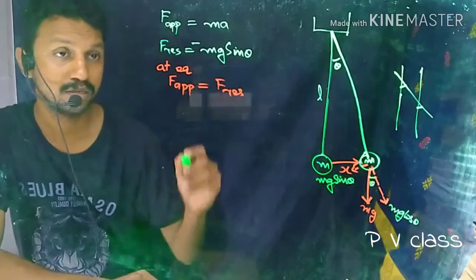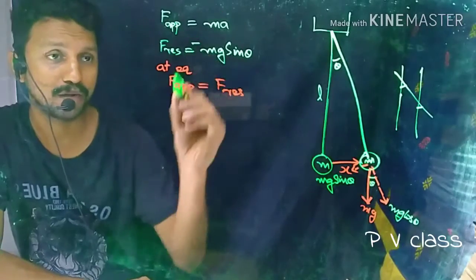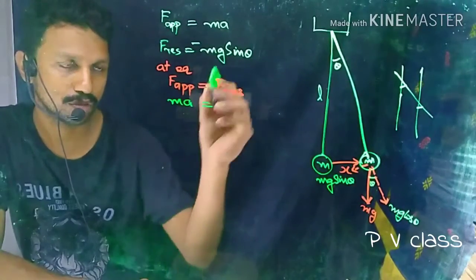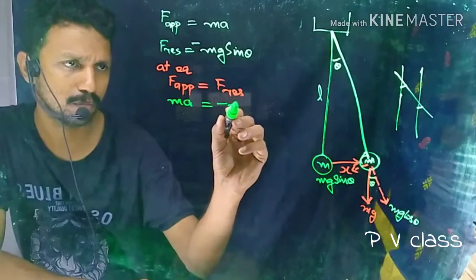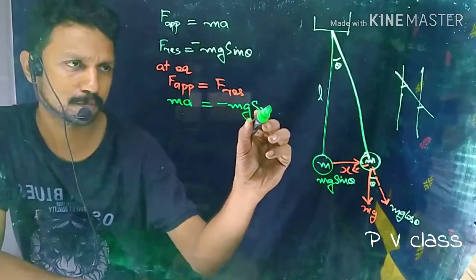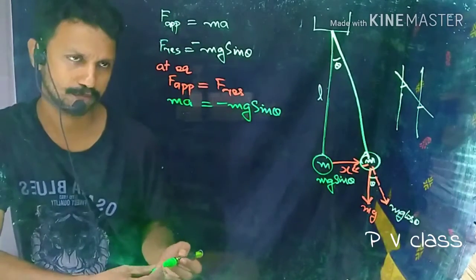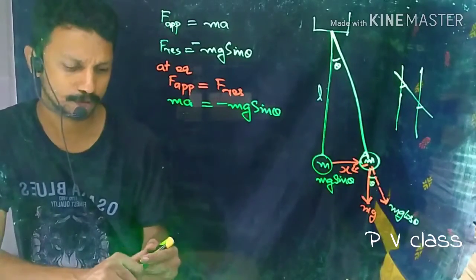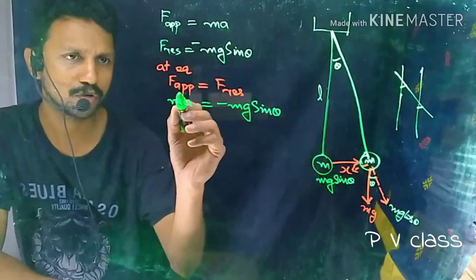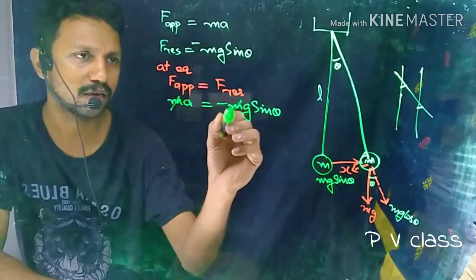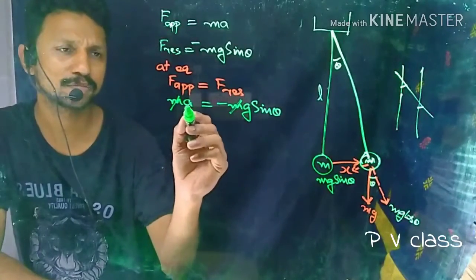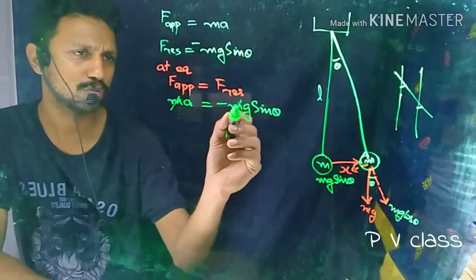Then we could write applied force ma is equal to restoring force minus mg sin theta. We could write like this. And from this, we could cancel this m and m, and we could write a equal to minus g sin theta.